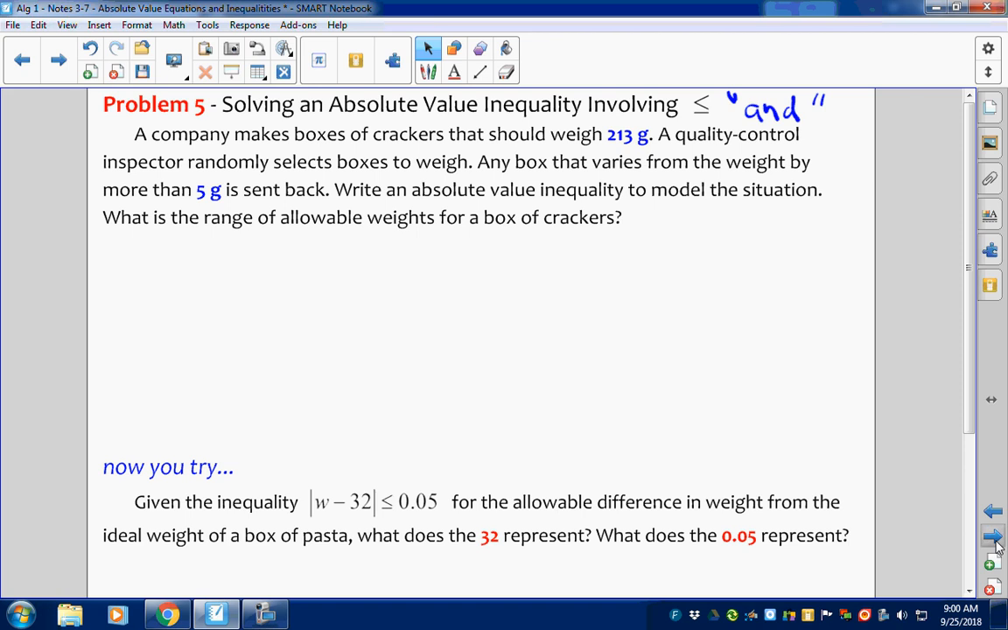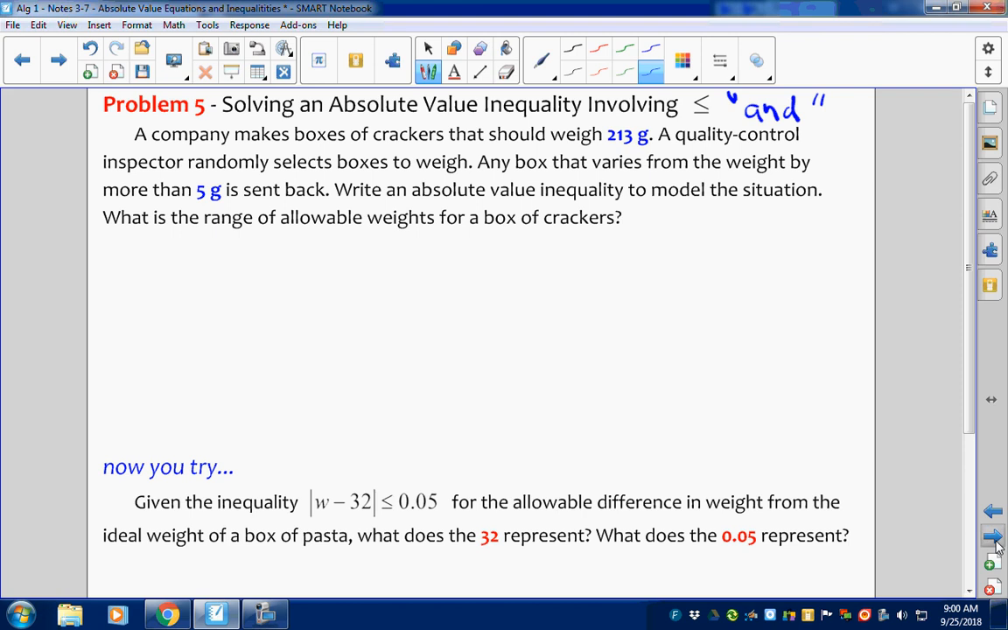So write an absolute value inequality to model the situation. What is the range of allowable weights for a box of crackers? You may be able to answer that already, right? If the tolerance is 5 grams, it could be 5 grams above 213 or 5 grams below. But you see how that's a perfect scenario for an inequality.